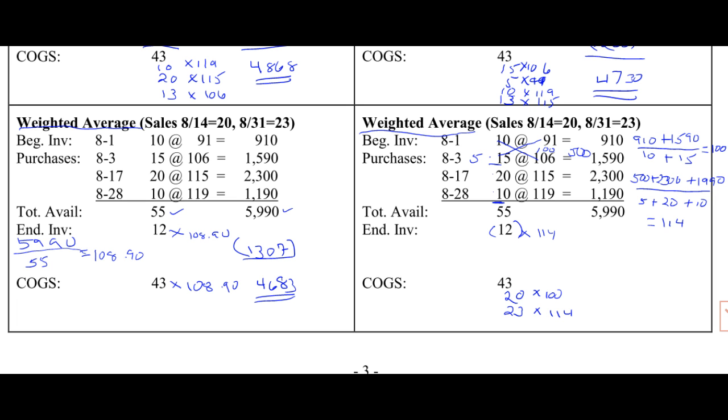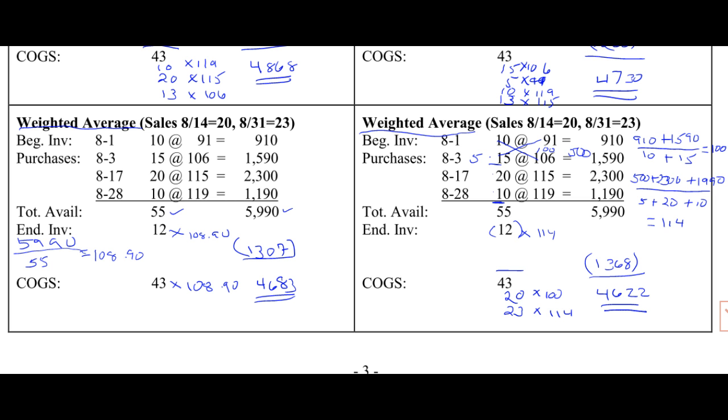So we had 12 left, we sold 43. 12 times 114 says we have $1,368 left in ending inventory. $59.90 minus $1,368 says your cost of goods sold must have been $46.22.